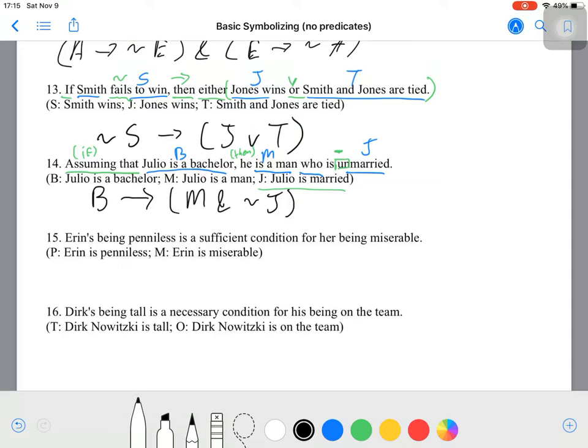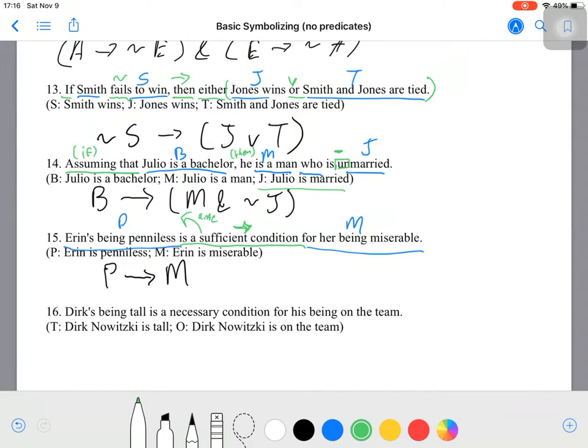And then for 15, we have Aaron's being penniless is a sufficient condition. That means that everything that came before it is going to be in the antecedent. So you can just go ahead and write an arrow since the antecedent stuff is coming first, for Aaron being miserable. So Aaron being penniless is P. And then Aaron being miserable is M. So this one is Aaron's being penniless is a sufficient condition. It is enough to make it the case that Aaron is miserable.